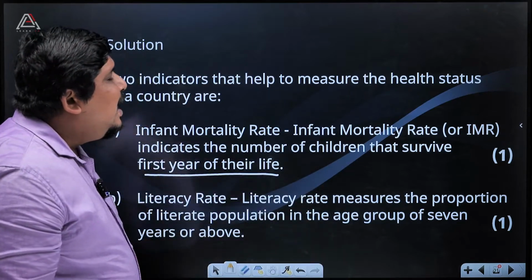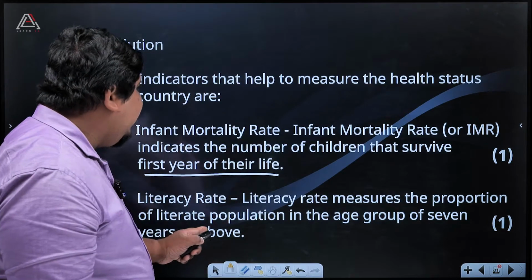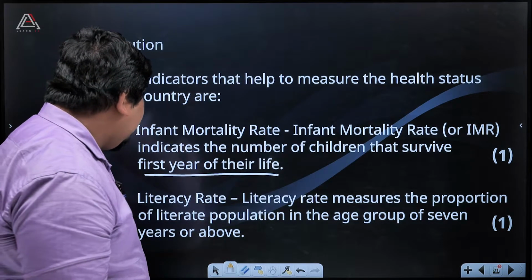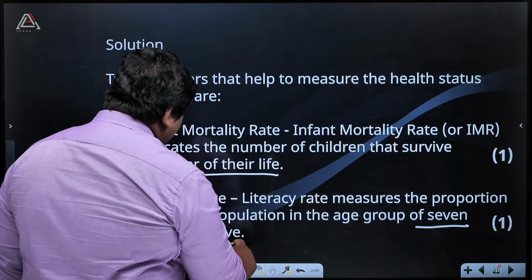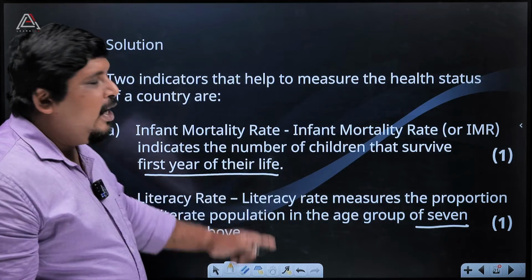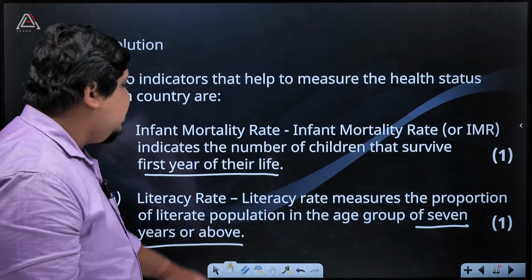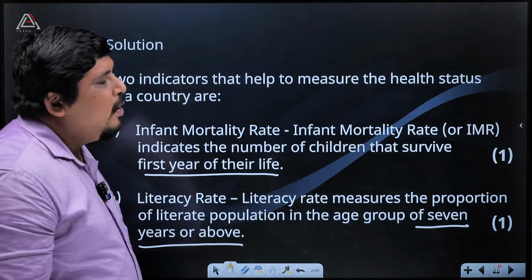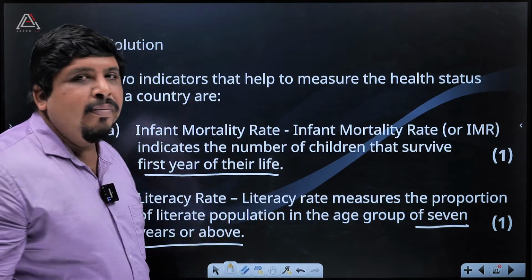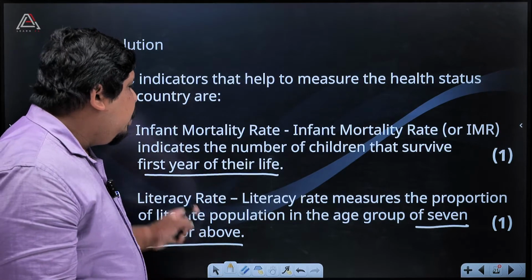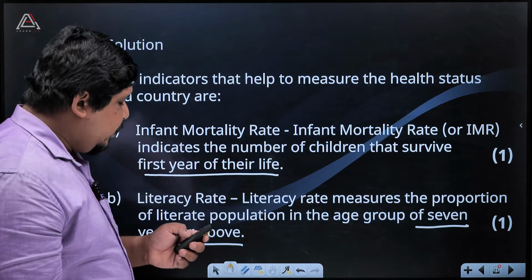Then literacy rate. Literacy rate measures the proportion of literate people in the age group of 7 years or above. First one, the first year of their life. Then the second one, literacy rate for 7 years or above. From that we can find out the health status of the country. Different methods are there, but 2 solutions are needed for explaining this question.